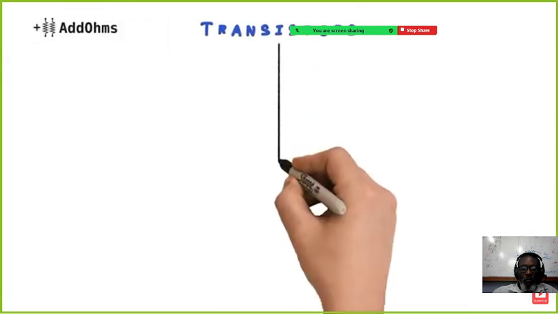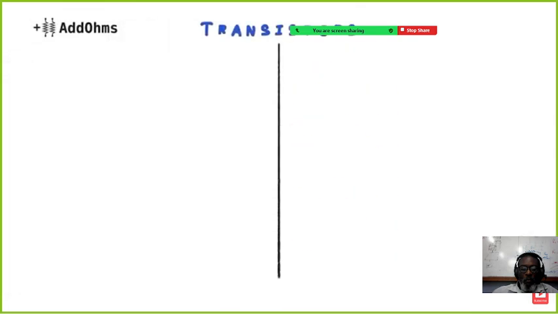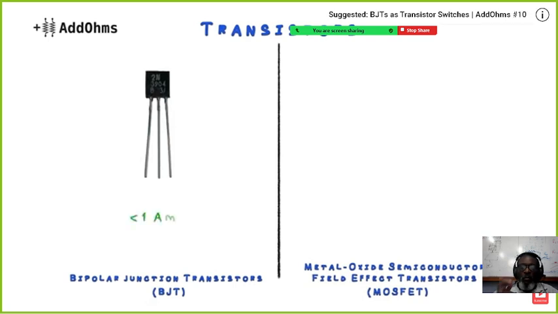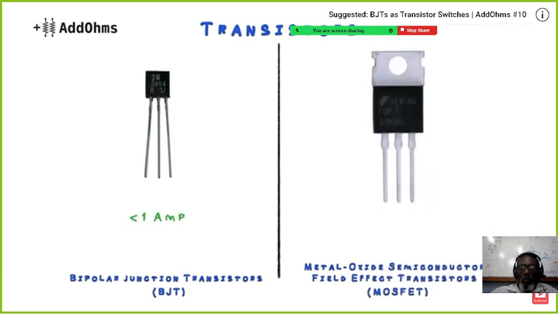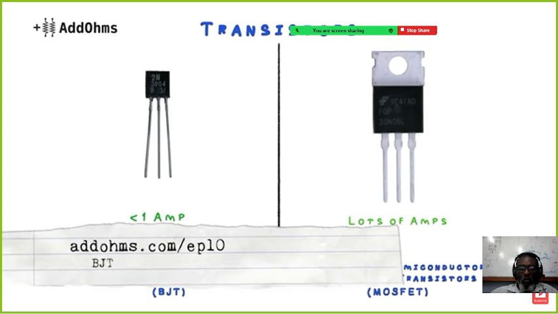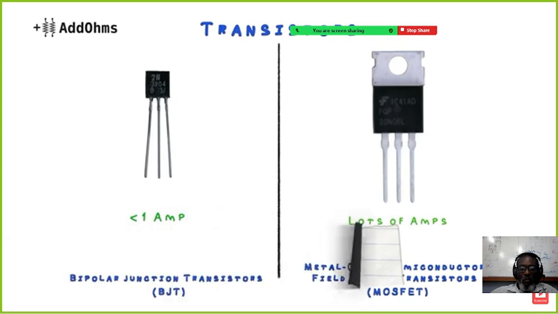This video is part of a two-part series on transistors. The previous one covered bipolar junction transistors, BJTs, while this video covers metal oxide semiconductor field effect transistors, known as MOSFETs. Generally, you'll use a BJT for small loads, say less than 1 amp of current, while MOSFETs are well suited for applications with much higher current. For the video on BJTs, see adoms.com/EP10. For now, let's move on to MOSFETs.